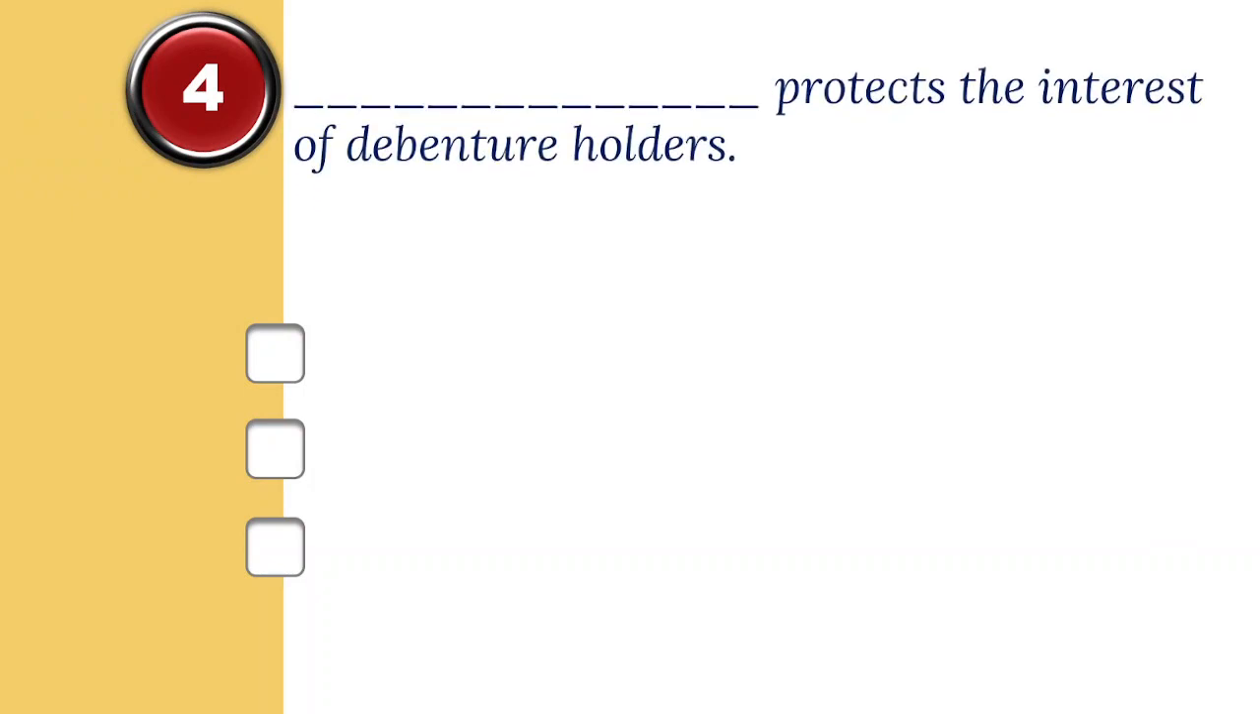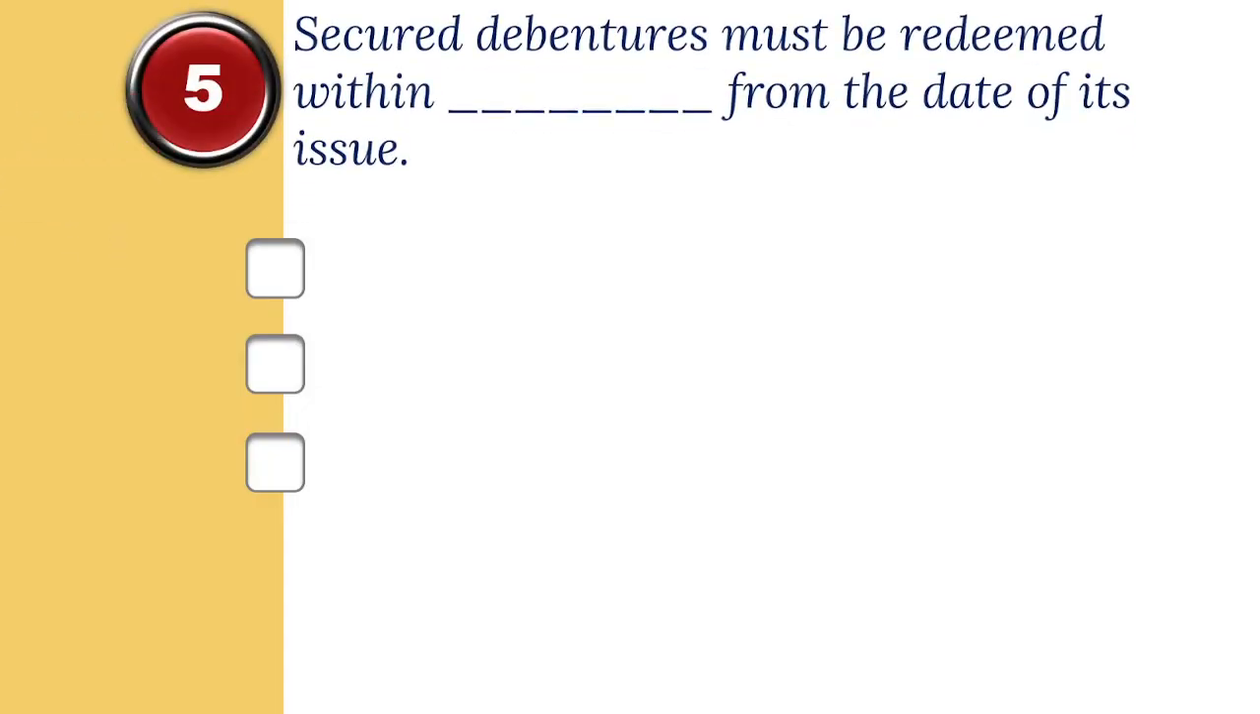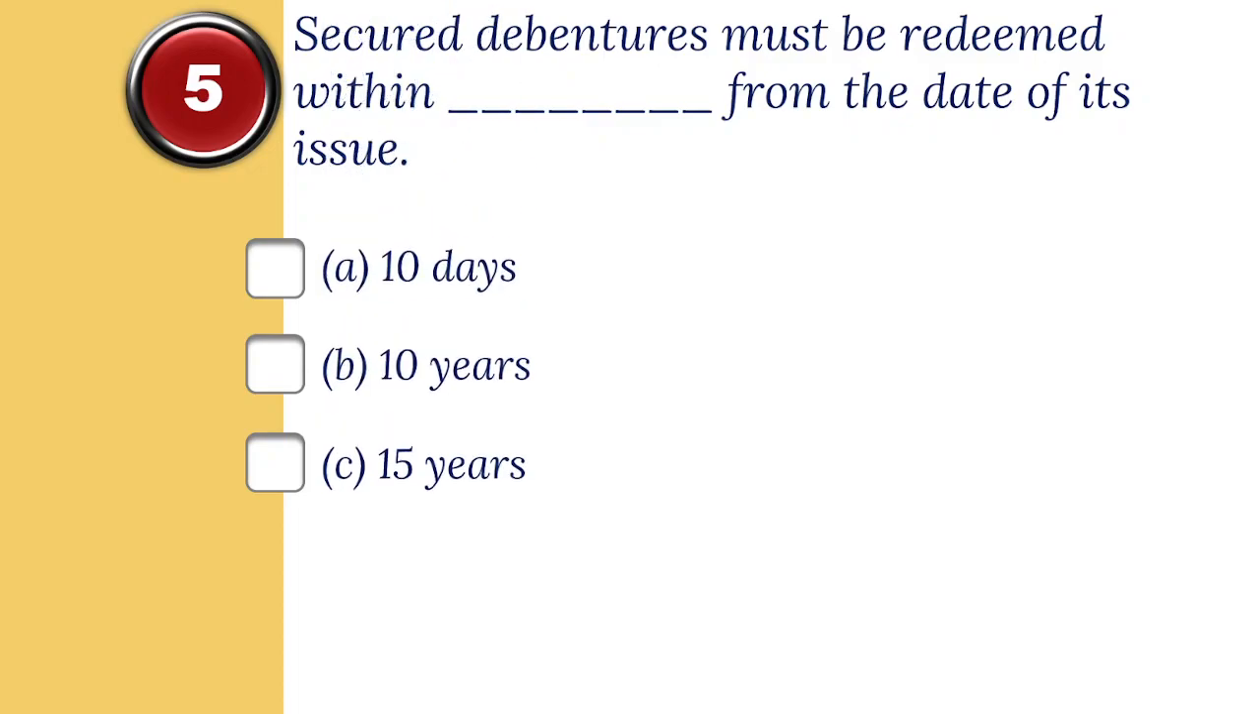4. Dash protects the interest of debenture holders. The options are A. Debenture trustees, B. Debenture holders, C. Redemption reserve. And the correct option is A. Debenture trustees. 5. Secured debentures must be redeemed within dash from the date of its issue. The options are A. 10 days, B. 10 years, C. 15 years. And the correct option is B. 10 years.